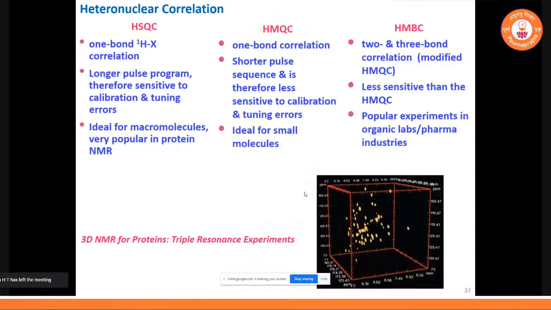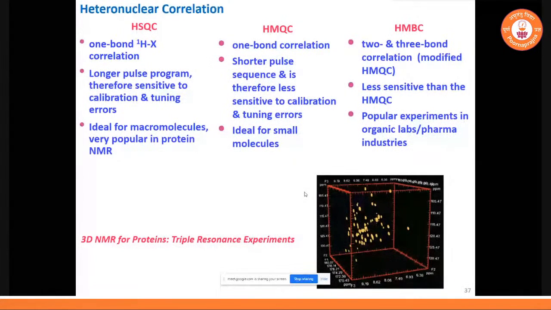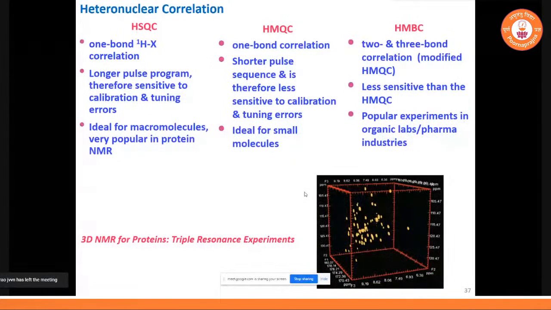Similarly, we have a variety of sequences for heteronuclear correlation like HSQC, HMQC, HMBC. I will not go through those details. And we have 3-dimensional correlation, that means correlation between proton, carbon, and nitrogen. So 3 dimensions are also possible.